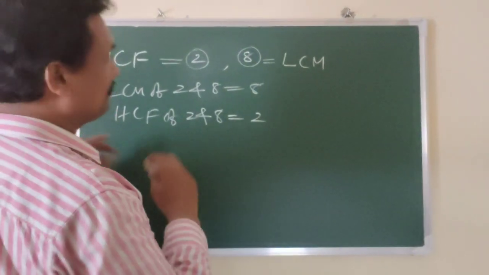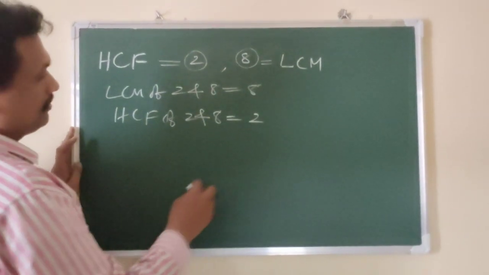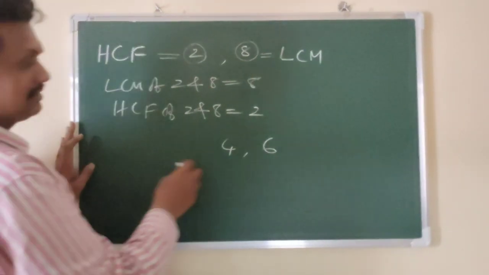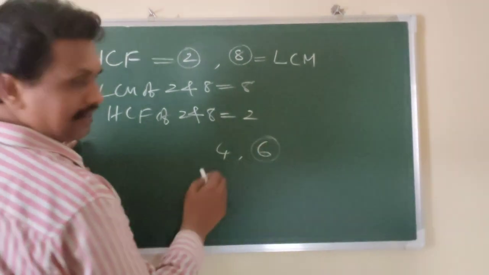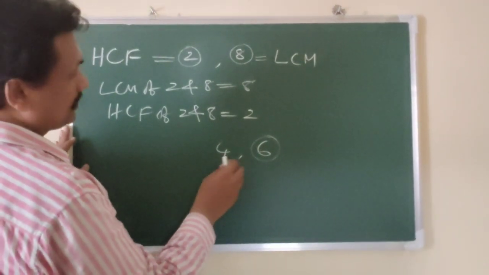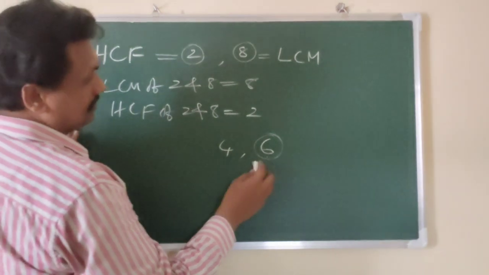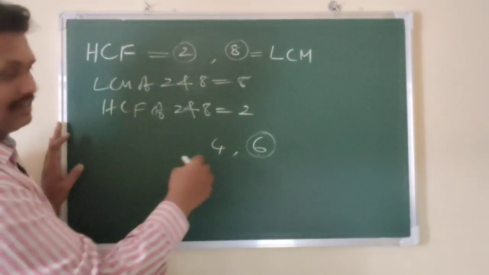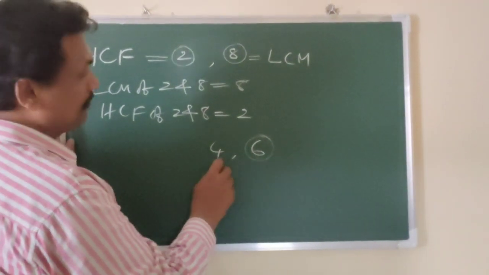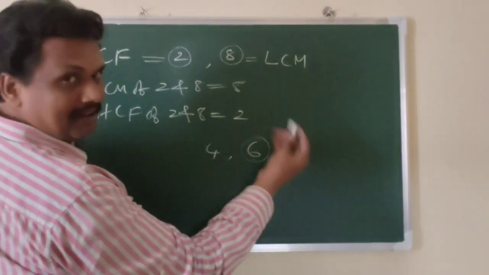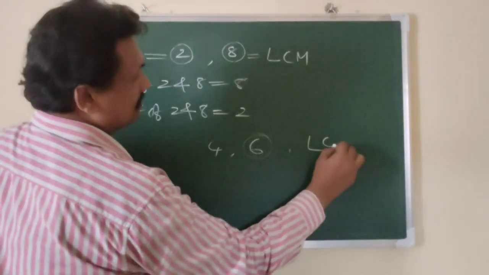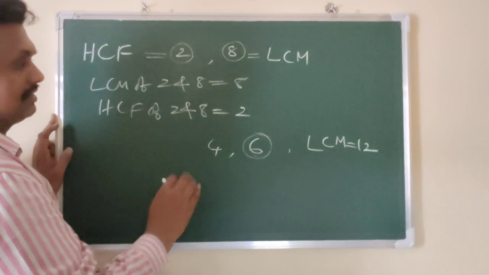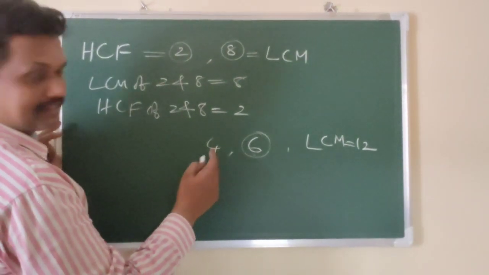In case it does not divide, suppose you have 4 and 6. At that time 6 is not divided by 4. Take double of 6, which is 12. 12 is the LCM, because 12 is divisible by 4. Like that, the LCM is 12, but the HCF is not 4.